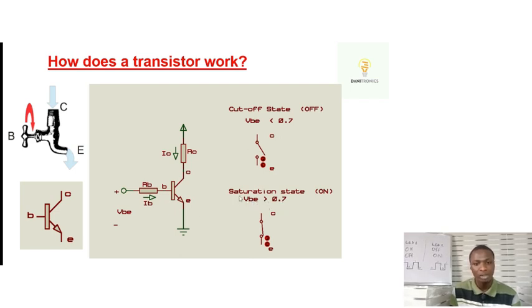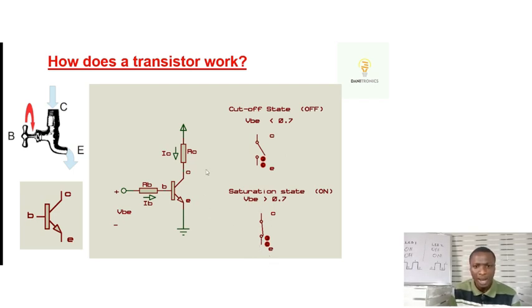At that point, the transistor is said to be in saturation mode or saturation state, which simply means that the transistor is on. So once you apply a base-emitter voltage greater than 0.7 to an NPN transistor, it comes on and acts as a closed switch, allowing current to flow through. Of course, when a switch is closed, the voltage across it is 0 because there is no voltage drop. That's maximum current because it's just a closed circuit.